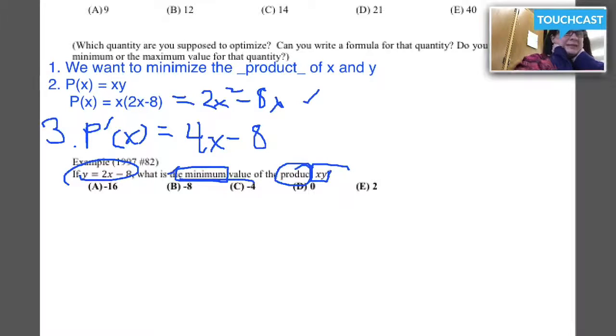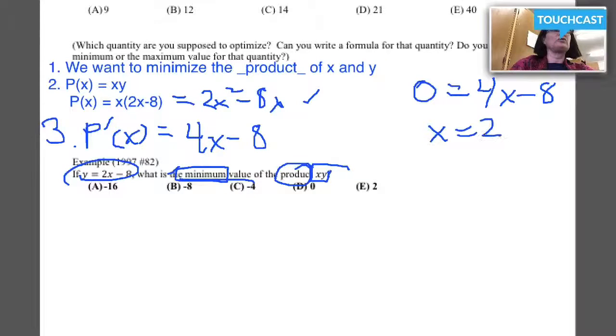Alright, so now that I have my first derivative, p prime of x, I can tell that p prime is always defined. It's just linear, so the question of is it ever undefined? No, p prime is never undefined. So my only critical points are going to come from where p prime equals 0, so I'm going to set 0 equal to 4x minus 8. I'm going to solve that. I get x equals 2. So that was step 4. I now have one critical point, x equals 2.